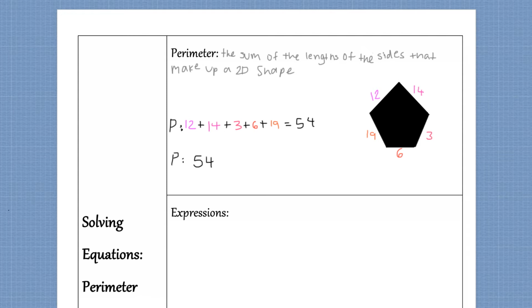Now, one more important thing to note is that usually you'll have units written by the numbers, by the sides. So let's say like 12 inches or something. This one does not have any units written by the numbers, and so we're just going to write that the perimeter is 54 U, or U for units. So the perimeter of this is 54 units. Let's move on to the next one.